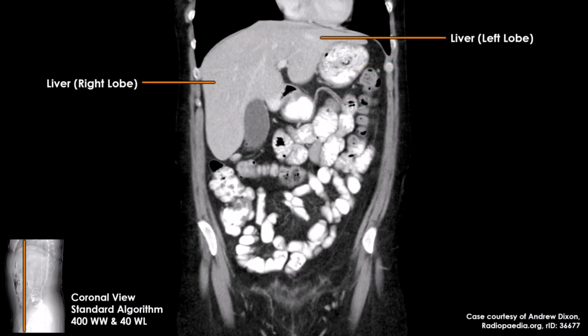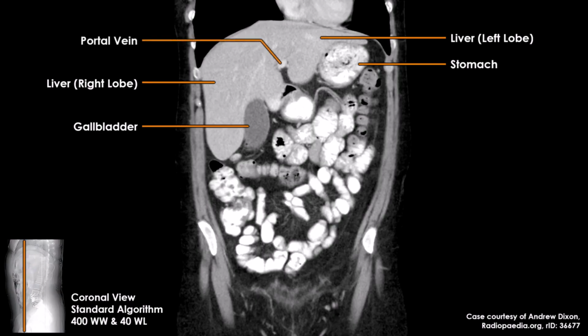Moving posteriorly in the coronal plane, we can again see the right and left lobes of the liver. We can see the gallbladder on the inferior surface of the liver. We can see the stomach adjacent to the left lobe of the liver. Now at the midline of the liver, we can see a segment of the portal vein. This is the vein that receives the venous drainage from the spleen and the gastrointestinal tract. This blood supply to the liver is low in oxygen, but it is very rich in nutrients.